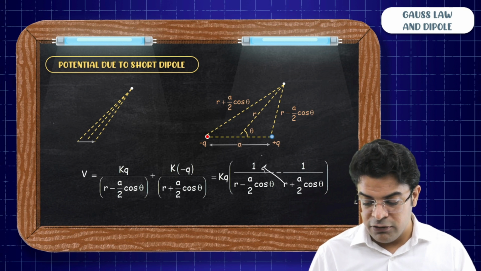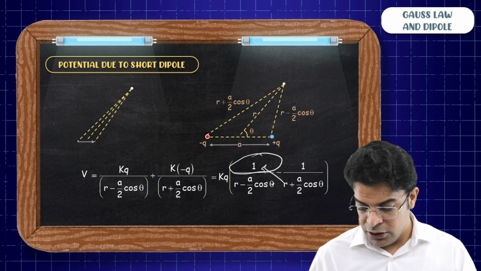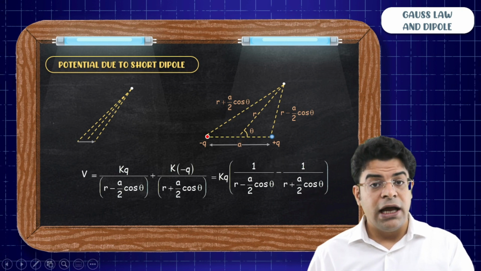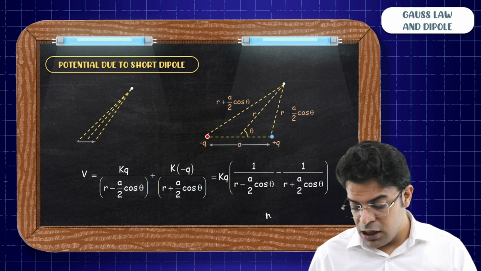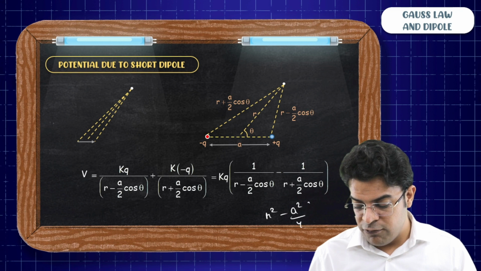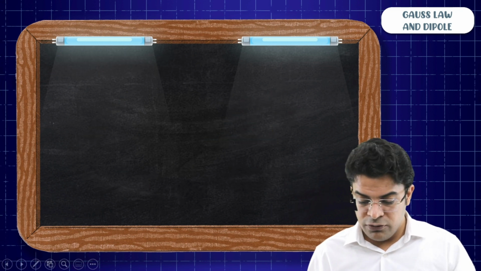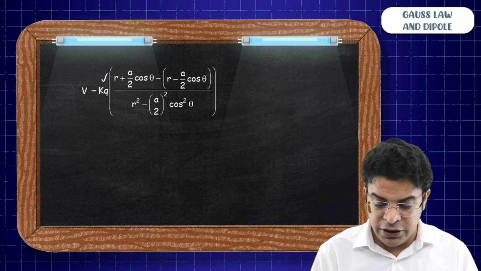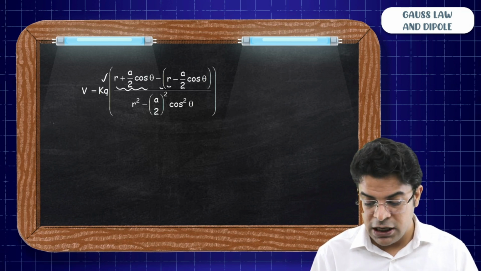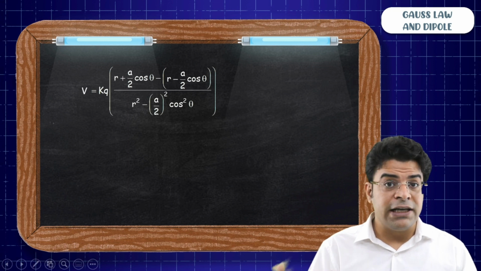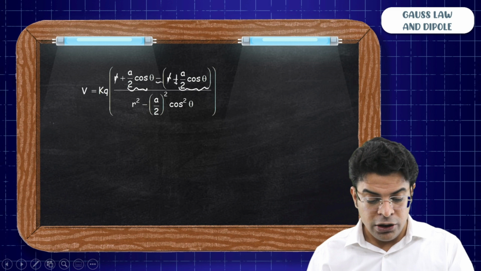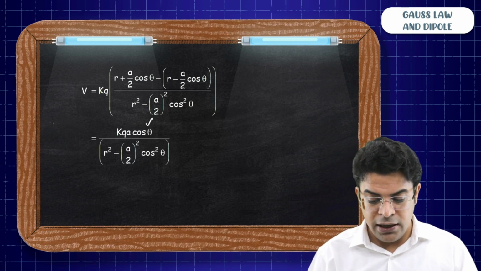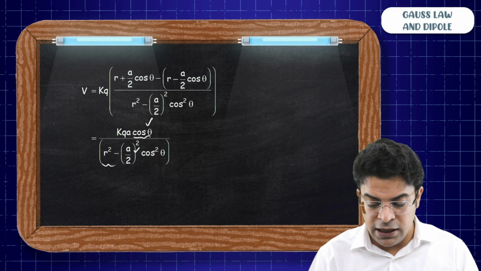In the numerator you will get r plus a by 2 cos theta minus r minus a by 2 cos theta, and in the denominator, on multiplying r minus a by 2 cos theta and r plus a by 2 cos theta, you get r square minus a square by 4 cos square theta. So V equals kq times (r plus a by 2 cos theta minus r minus a by 2 cos theta). When you open up the second bracket, this r gets cancelled, the minus minus becomes positive, and you get a by 2 cos theta plus a by 2 cos theta, which becomes a cos theta. So V equals kqa cos theta by r square minus (a by 2) whole square cos square theta.